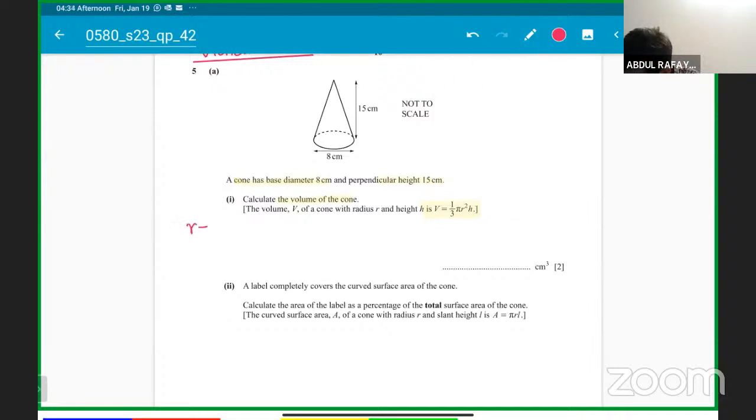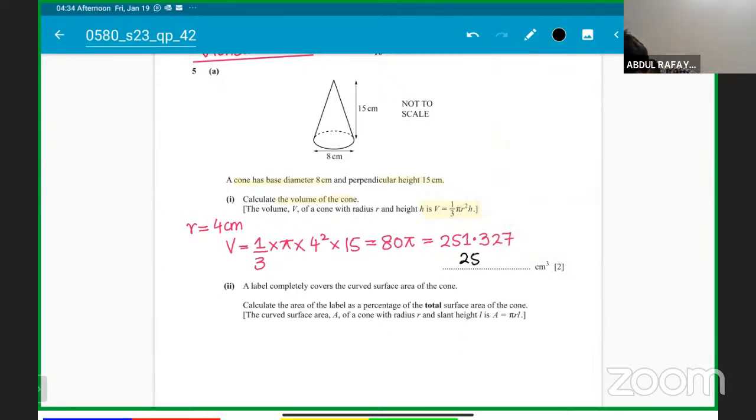Students need to understand, the diameter is given, so the radius will be 4 centimeter. So volume is equal to 1 over 3 into pi into the radius, that is 4 square, into the height, that is 15. So 4 square is 16, into 15, into pi, into 1 over 3. Make sure these types of questions you do in the calculator one time. It comes to 80 pi, and 80 pi is basically 251.327. Always remember, you can give the answer to one decimal place or three significant figures. I'm choosing three significant figures here, that is 251. Everyone got this clear?